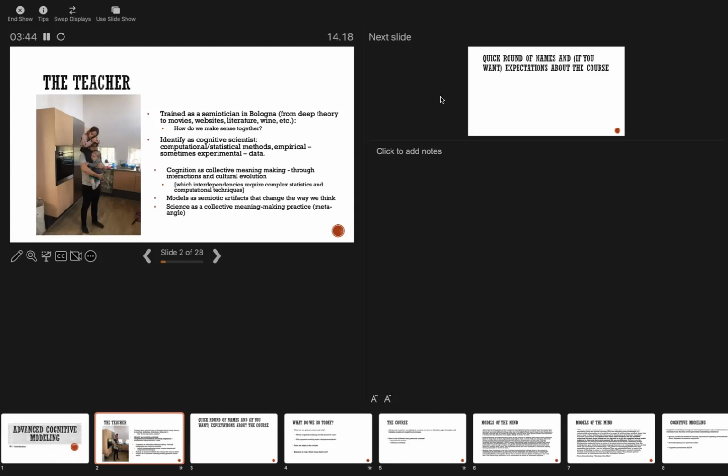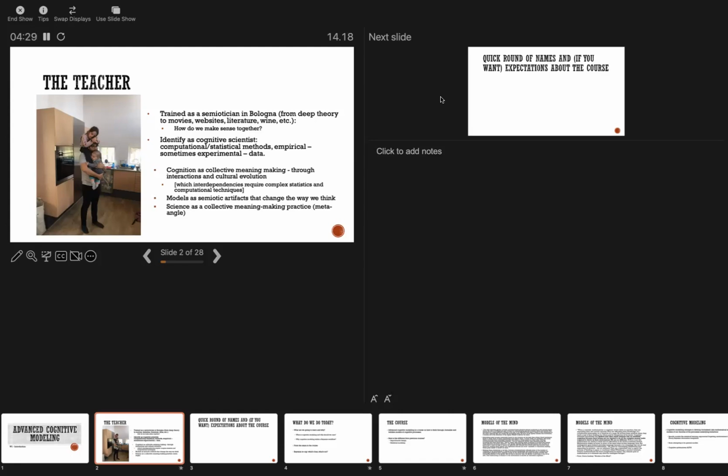The first is that cognition is collective meaning making. The way we make decisions, the way we speak, the way even we perceive the world are actually deeply shaped by the social interactions that we are within, that we have been through, and by the cultural evolution that shapes our cognition and environment. And that's where trying to model these sort of dynamics brought me to statistics, because there are very complex interdependencies at work, which cannot, in most cases, be tackled in any satisfactory way with an ANOVA or even just a general linear model with repeated measures. We need to deal with more complex stuff.